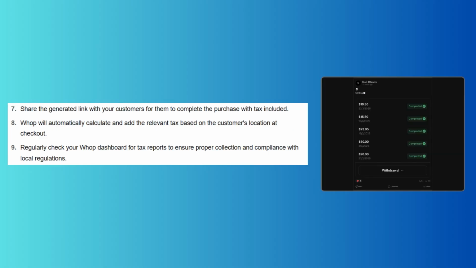Next, share the generated links with your customer for them to complete the purchase with tax included. Whop will automatically calculate it and add the relevant tax based on the customer's location at checkout. Then, regularly check your Whop dashboard for tax reports to ensure proper collection and compliance with local regulations.